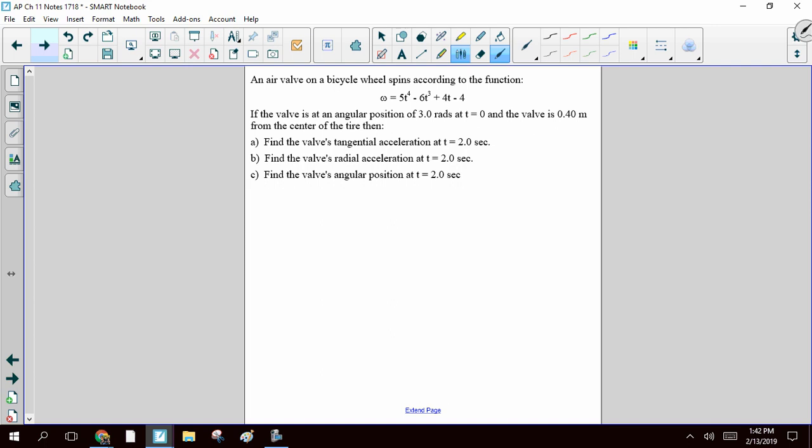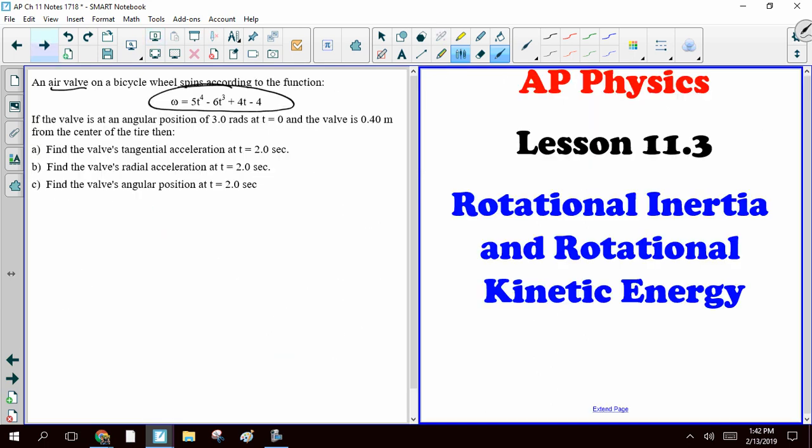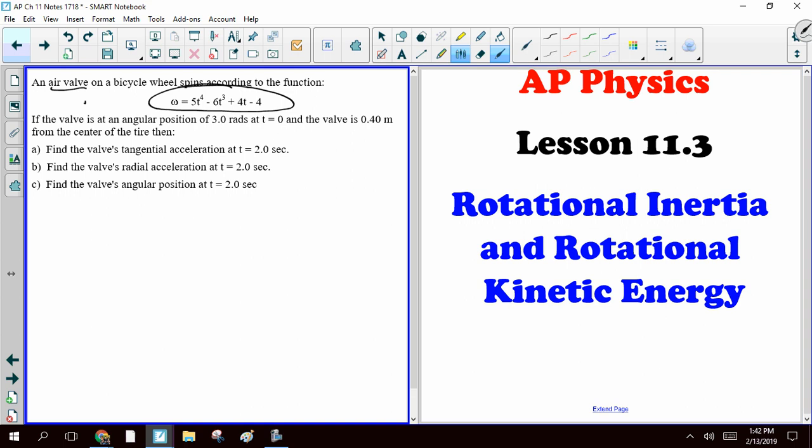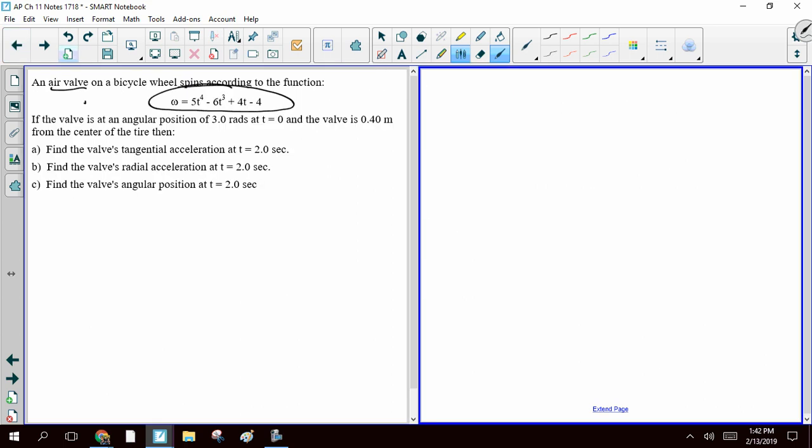All right, let's see. So we got this bicycle wheel. The air valve on the bicycle wheel has this angular velocity, and we got to answer some questions about it. There we go. All right, so just in case you can't read it, here's what it says. Angular velocity is 5t to the 4th minus 6t cubed plus 4t minus 4. All right, so our angular velocity is changing.